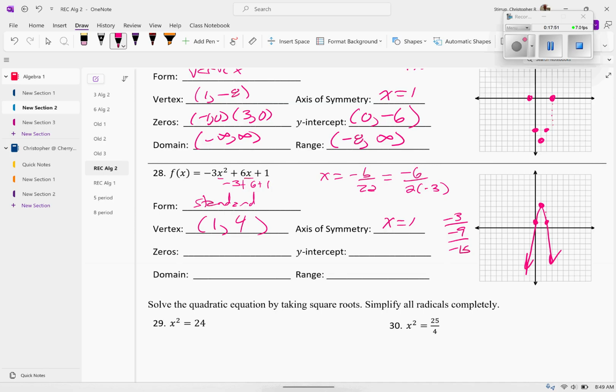So our zeros are irrational because we don't know them right off the bat. Our y-intercept is going to be 0, comma 1, which we show. Our domain is negative to positive infinity. Our range is going to go from negative infinity up to the y component of the vertex. And that's a square bracket. Sorry about that.